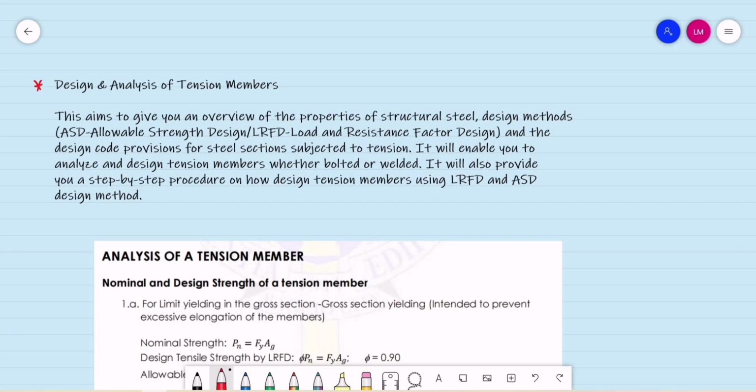We have two design methods: the allowable strength design, or the ASD, then the load resistance factor design, or the LRFD. And the design code provisions for steel sections subjected to tension. It will enable you to analyze and design tension members, whether bolted or welded. These are the two types of possible connections for structural steel members. It will also provide you a step-by-step procedure on how to design tension members using the LRFD and ASD design methods.